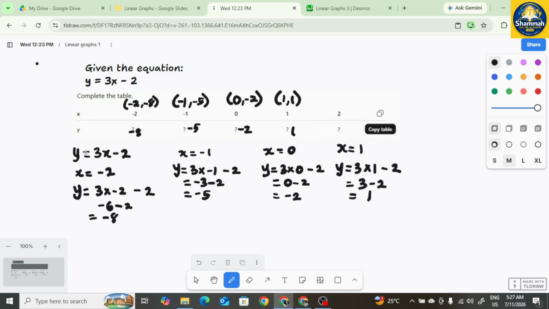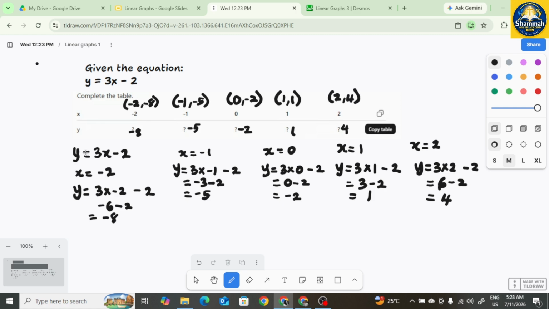And finally, when x is equal to 2, what would be the value of y? We substitute 2 for x in the equation. So y becomes 3 times 2 minus 2. 3 times 2 is 6. So we have 6 minus 2, which gives us 4. So the value of y here is 4, and this ordered pair becomes (2, 4).